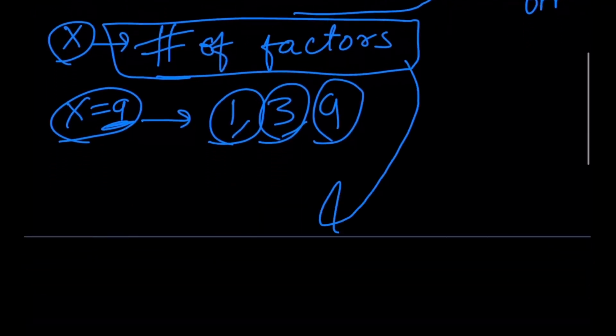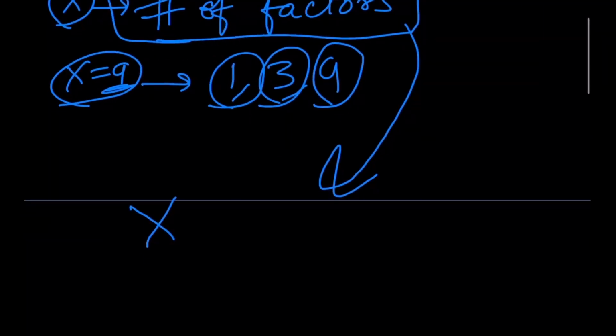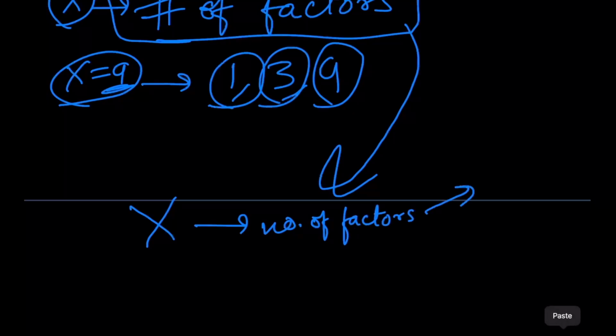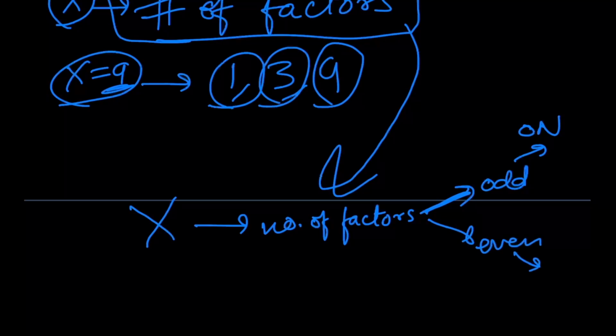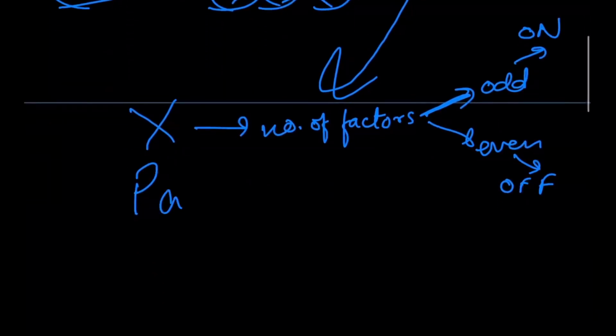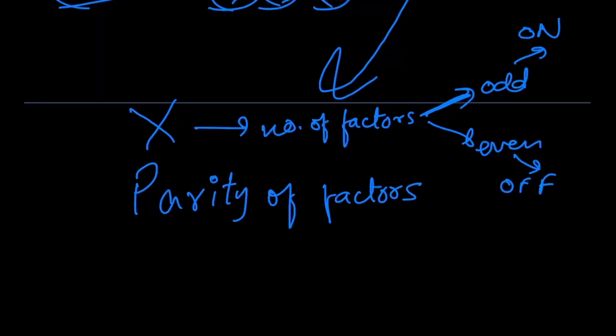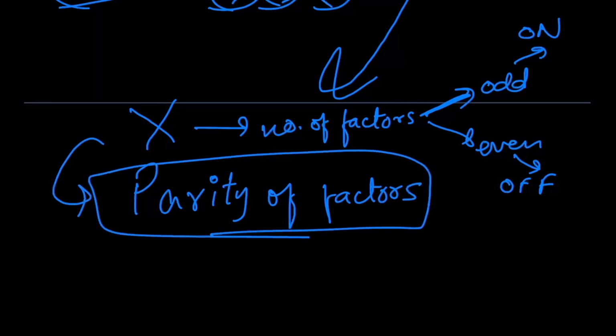Now the new question becomes, for any value x, we basically look at the number of factors. And if the number of factors is odd, this would mean that it will eventually be on. And if the number of factors for that x value is even, it would be off. So basically this just becomes the parity of factors of x. This is the question we have to ask now.